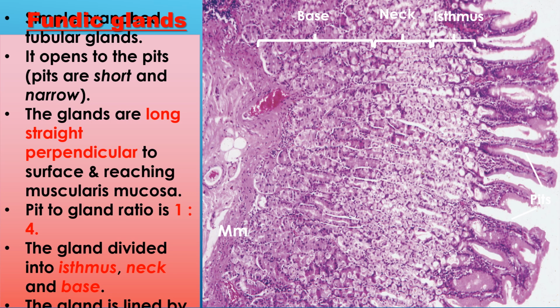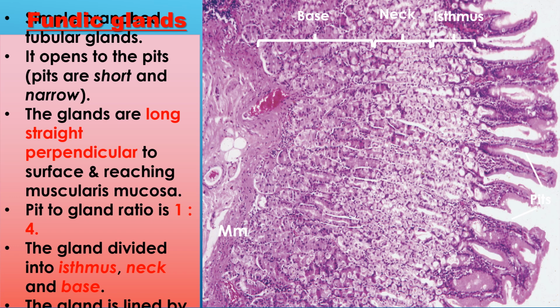This is another photo of the fundic gland. The fundic gland is a simple tubular branched gland which opens by a pit that is short and narrow. The glands are straight and perpendicular to the surface. What are the parts of the gland? As we mentioned before, they are the isthmus, neck, and base of the gland. Here, the simple columnar epithelium is divided into different types of cells according to their function. Can you give me two examples of cells? We have a cell which secretes HCl and another one which secretes digestive enzyme.